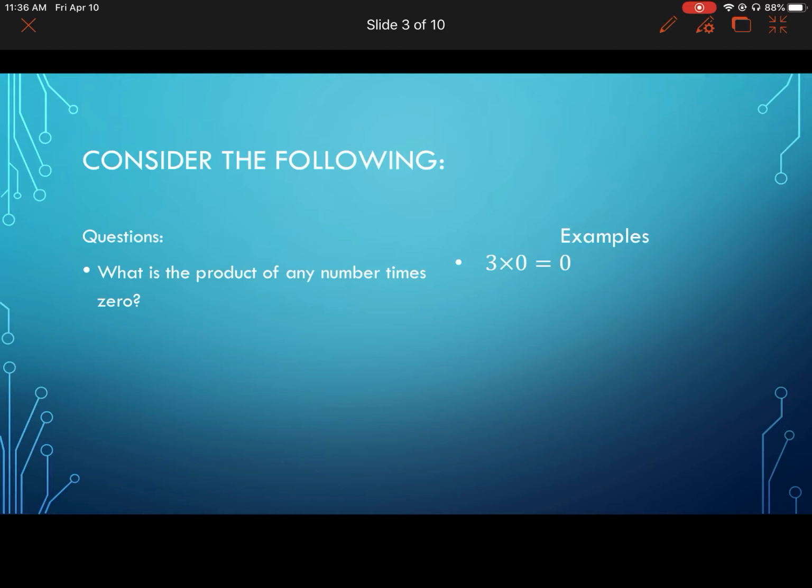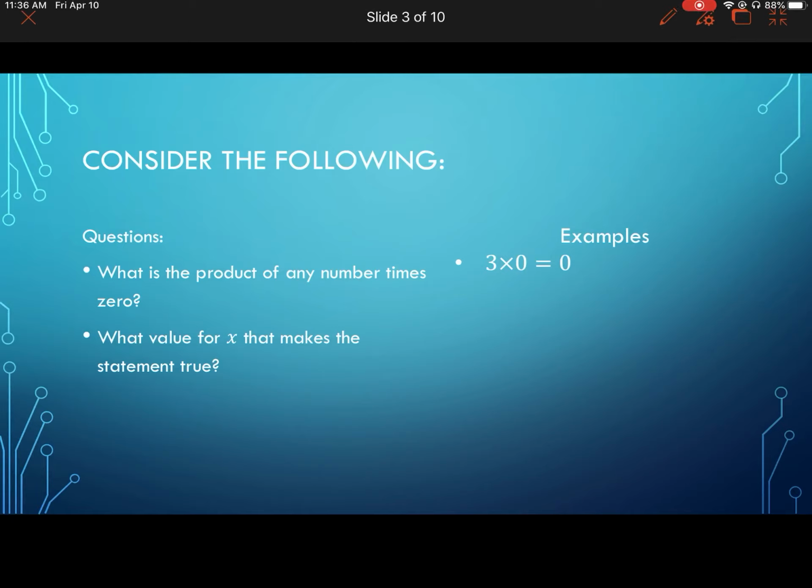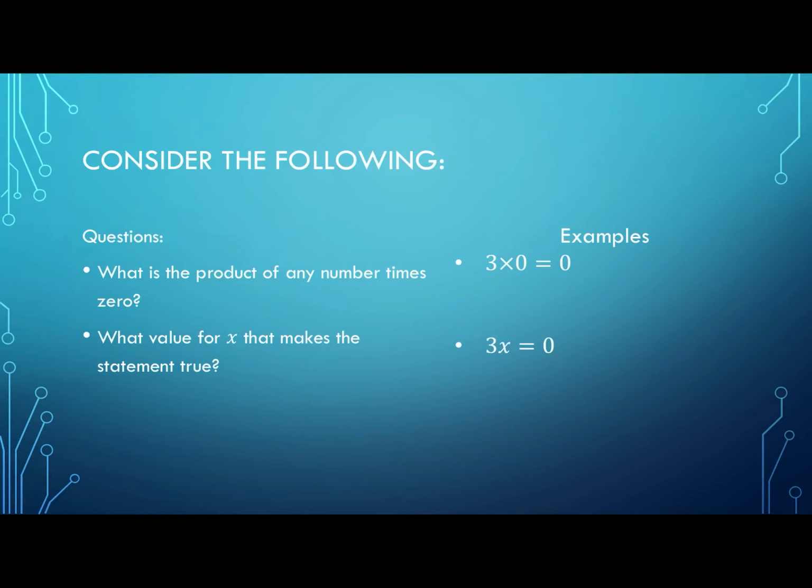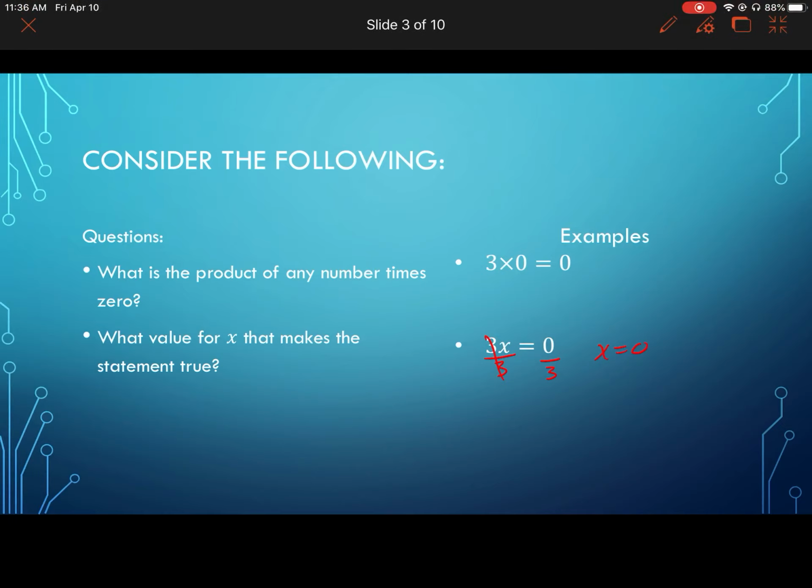But what if we replaced the 0 with an x value? Would that change our answer at all? No, the only solution that would work for this, if I divided both sides by 3, would be x equals 0. So we know that, okay, that unknown value has to be a 0.